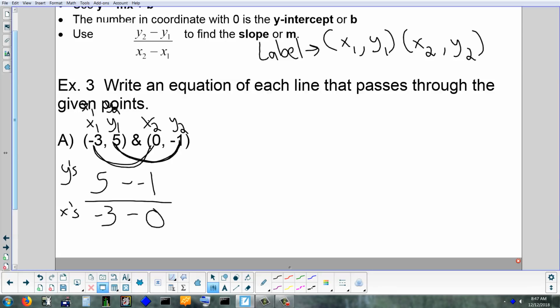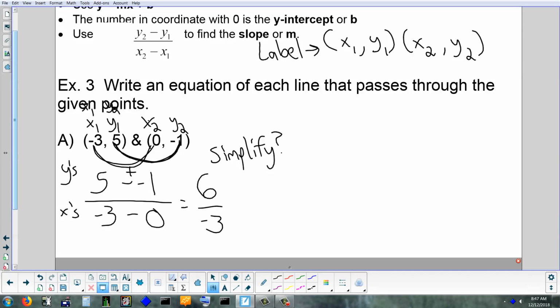Before I go ahead and solve this, is there anything there I should do first? Anything there I should change? Make the plus. Yeah, make the double negative a positive. On the top, what am I going to get? 6. On the bottom, -3 minus 0, -3.